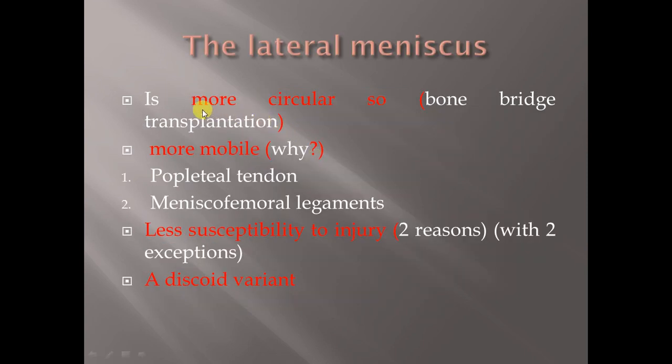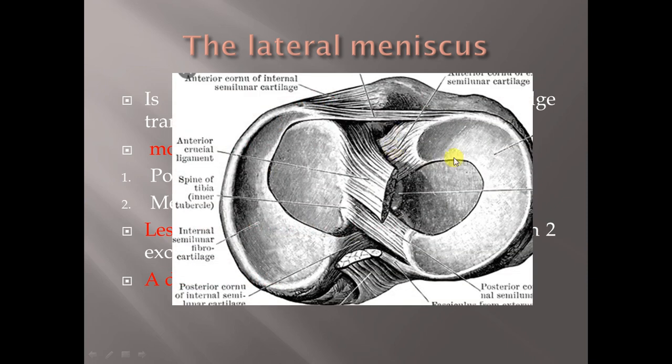The lateral meniscus is more circular. This is the lateral meniscus. The anterior horn is in direct relation to the posterior horn, so it is circular. In comparison, this is the medial meniscus. The anterior horn is farthest away from the posterior horn. The ACL is a little bit anterior and medial. The lateral meniscus is circular, from anterior to posterior.